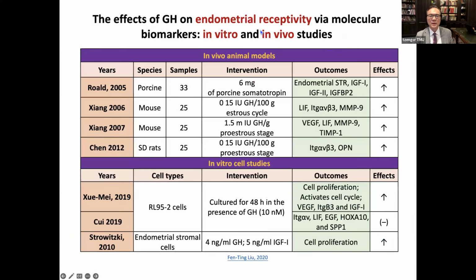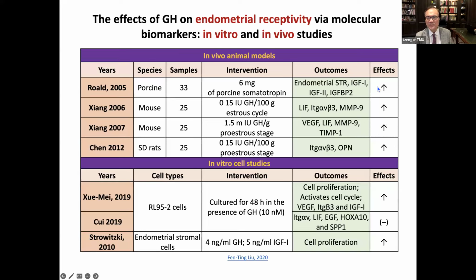Then they look at the literature review on the effect of growth hormone on endometrial receptivity via molecular biomarkers. There are two studies. The first one is in vivo animal models. The second one is in vitro cell studies. In the first, the in vivo animal study, they used different mouse models. In the end, you see the outcome.